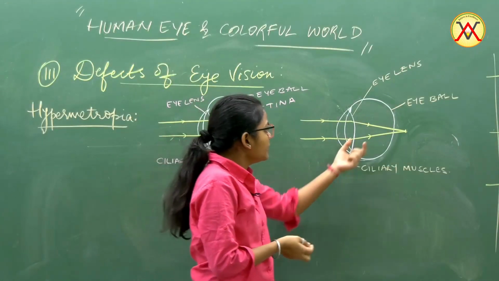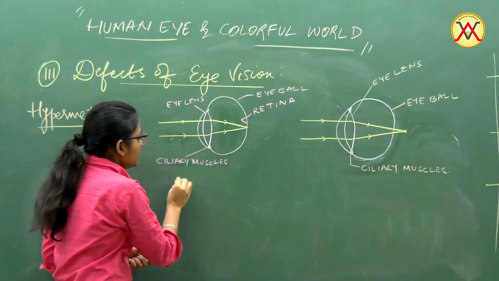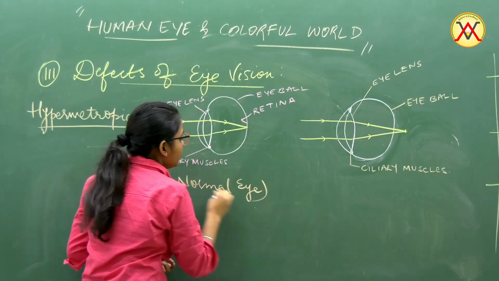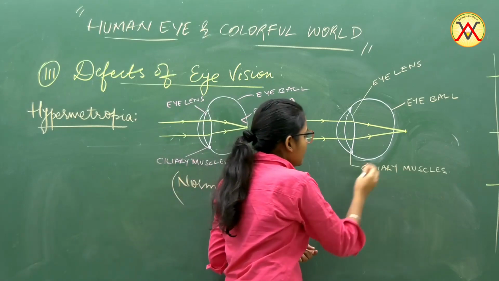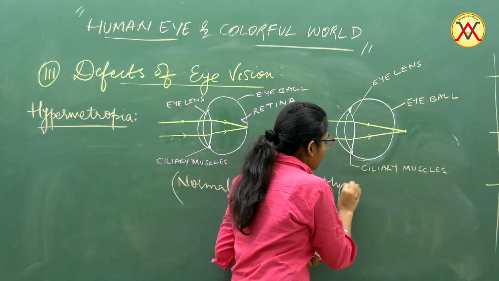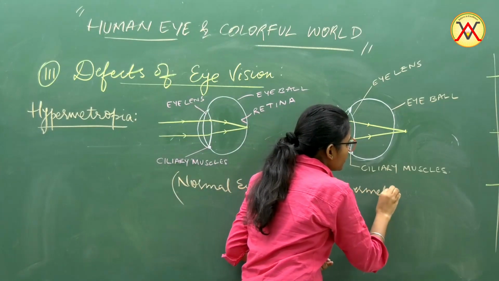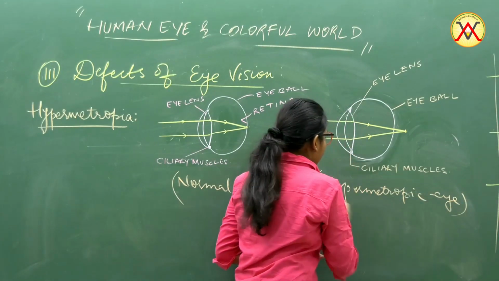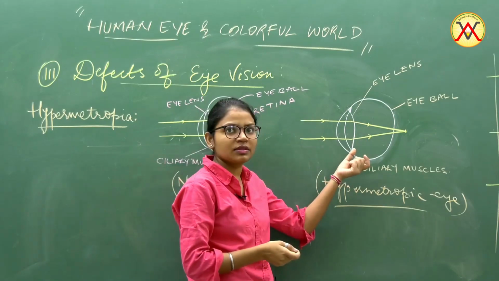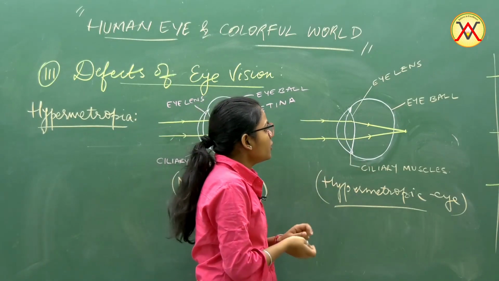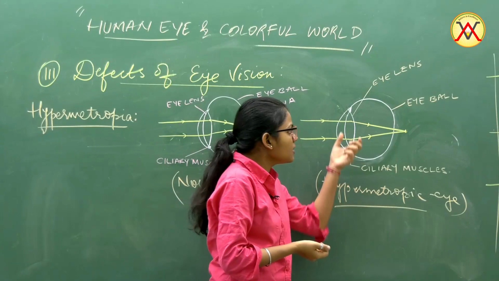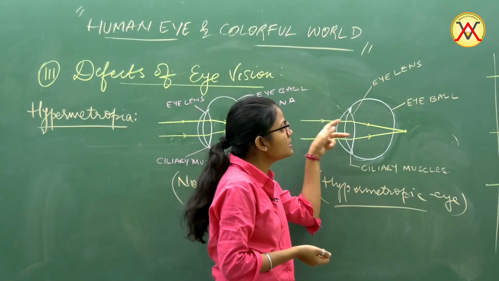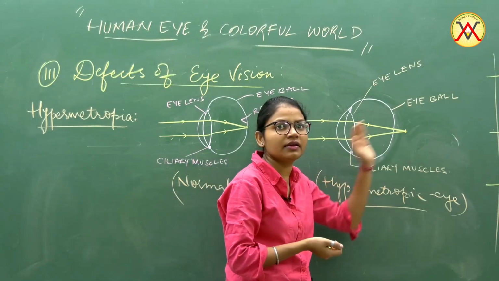Alright, this one is our normal eye, that is without any defect. This is our defected eye, or we call it the hypermetropic eye. Now, what leads to this defect? First of all, let's see what this defect is. In this defect, the rays after going through the eye lens would focus behind the retina.